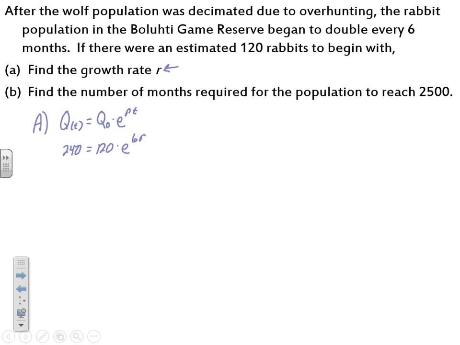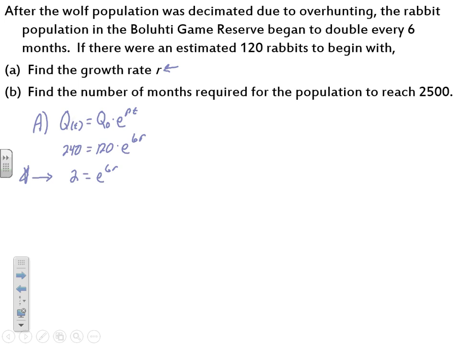And what winds up happening is the very first thing you do in order to solve this problem is you have to divide by the initial quantity. You have to divide both sides by 120, which gives you 2 equal to e to the 6r power. Now, because you're doubling something, a lot of times people working these problems out will just jump right to this and say 2 is equal to something. If you want to do that, you're welcome to. Otherwise, just use a little bit of common sense. Say, okay, well, if I had 120, I'm going to have 240 in 6 months. So that's where those numbers are coming from.